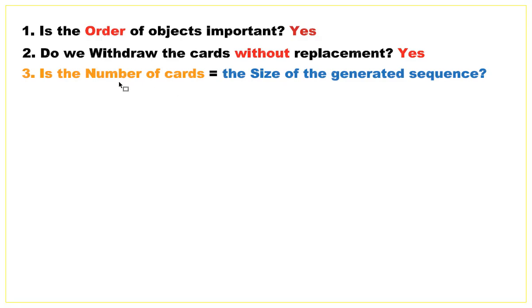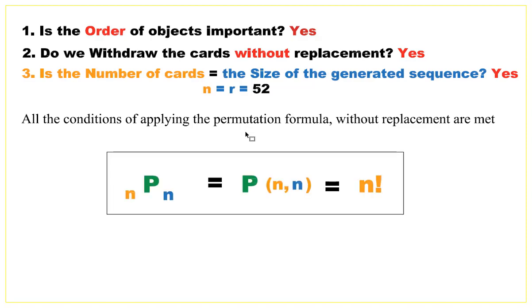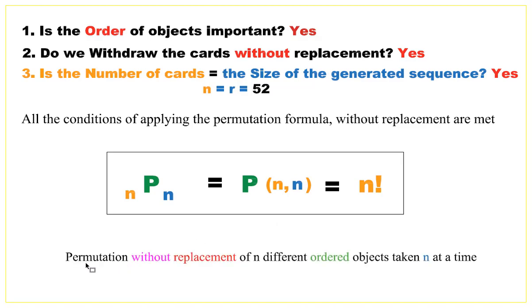So the question is, does the number of cards equal the size of the generated sequence? Yes, we have 52 objects and 52 symbols, so they are equal. And in such a case, all the conditions to apply the permutation formula are met. So we apply this formula, P(n,n) equal to n factorial. And this is permutation without replacement of 52 ordered cards, taking 52 symbols at a time.